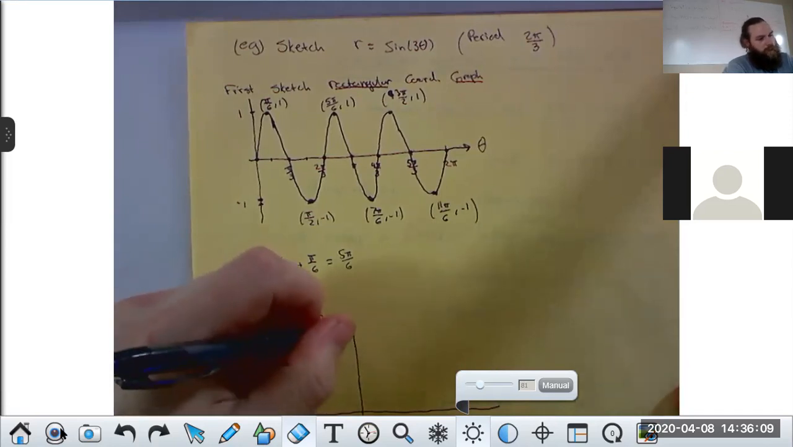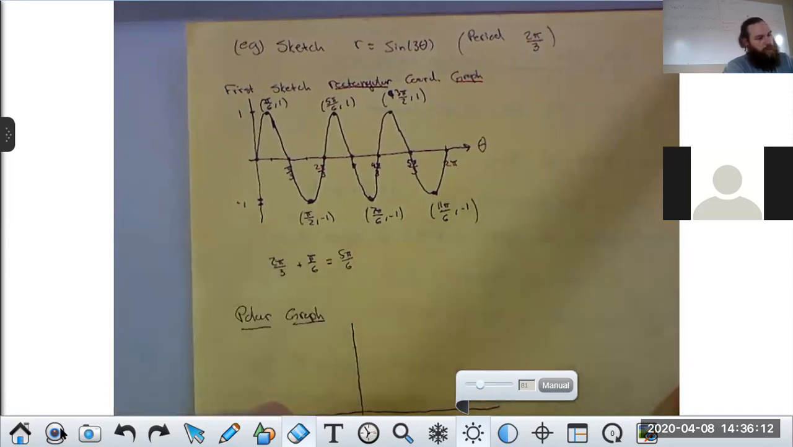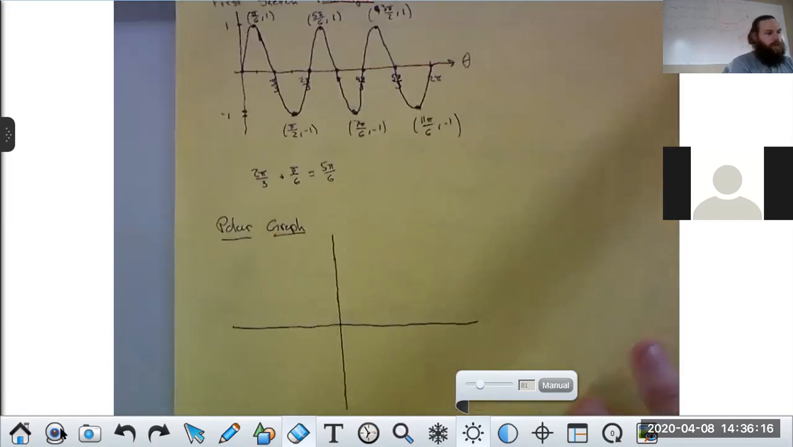Right now, I'm wishing I had some of that polar graphing paper. That stuff would be really nice here. But that's okay, we'll make do.